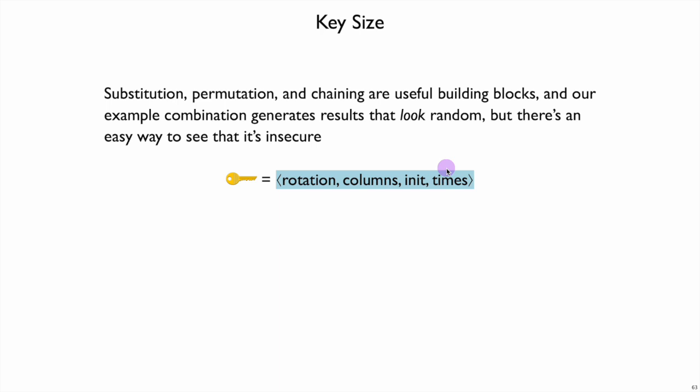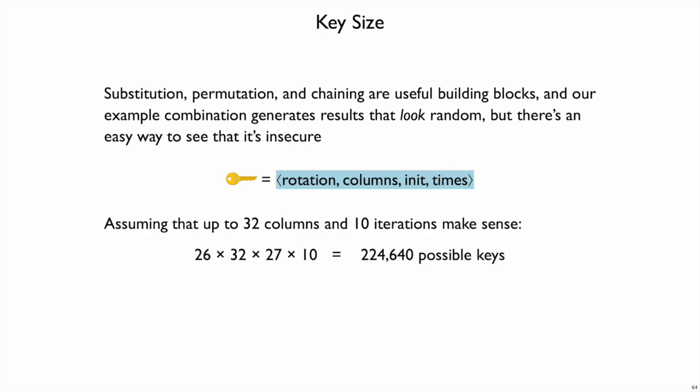But of course the algorithms and the size that we use today were just meant to illustrate the concepts, and we can see that this simple case is insecure because the number of different rotations we have is only 26, number of different columns is 32, initial values is 27, because it wraps around after that, and the number of times you might go through, well, 10 is a pretty good number, depends on the message size, but it would be at most hundreds. If we say that 10 is the most times we're willing to iterate through chaining, then that gives us 200,000 or so possible keys, which is not a lot for computers, so a brute force attack could still probably figure out our message in this case.